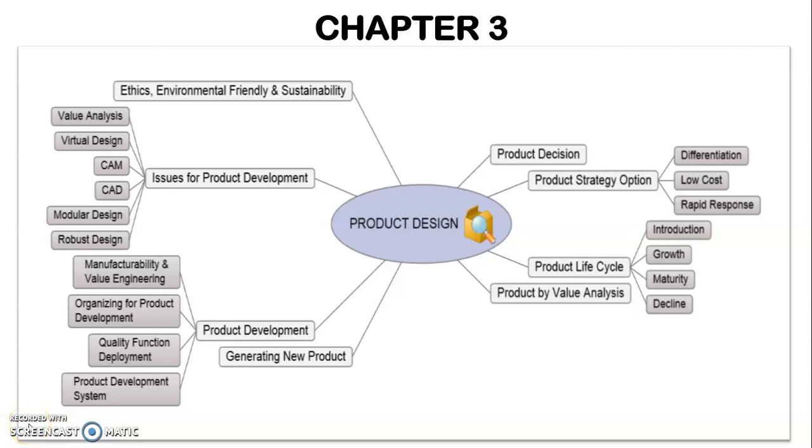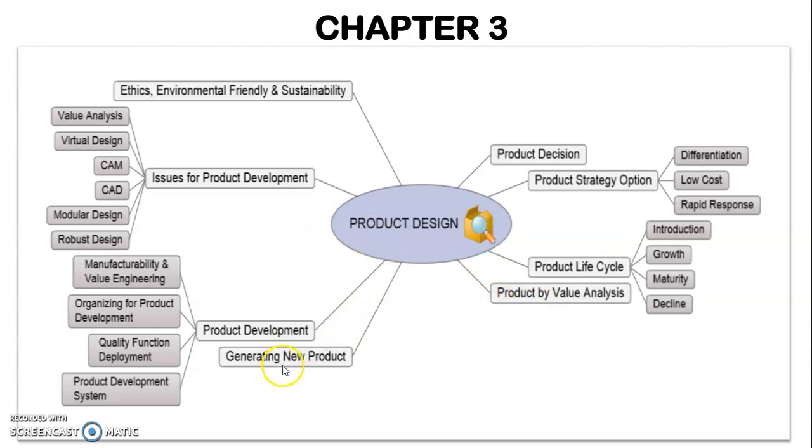Okay, today we will continue with chapter 3 on product design. What we will cover in product design is, first, product decisions, and then we will go through the product strategy options, where again we will see differentiation, low cost, and rapid response. Next, we have the product life cycle, PLC, which has four stages that we have learned in chapter 2, and also product by value analysis.